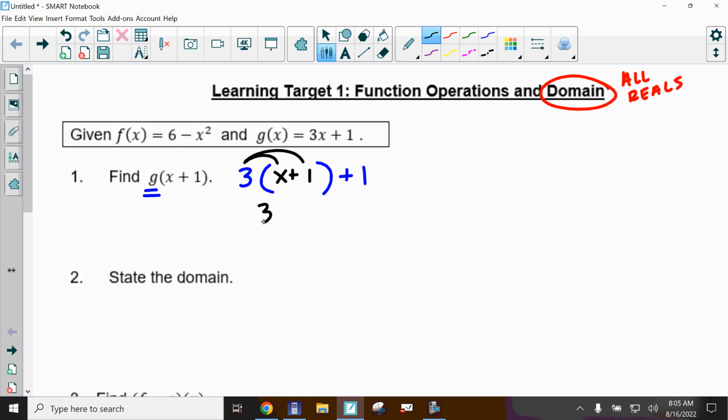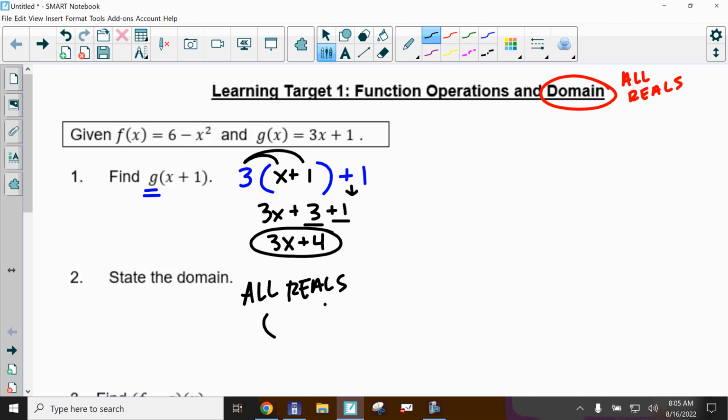So I'm going to distribute 3. 3 times x is 3x. 3 times 1 is 3. And then we drop down this 1. And then we just combine like terms. So if I combine like terms, the answer is going to be 3x plus 4. The like terms are plus 3 and plus 1. So there's my answer. State the domain: all reals. Now I'll go ahead and show you guys, if you're going to use interval notation, which we're going to learn later on, all real numbers is written like this, the fancy math way. So we'll go like this, negative infinity to infinity.